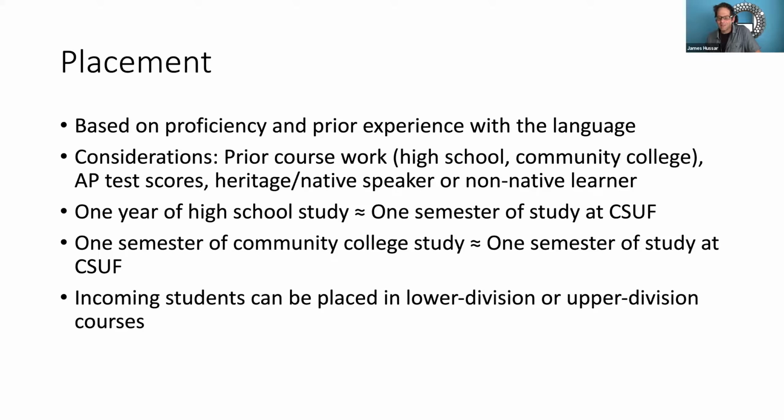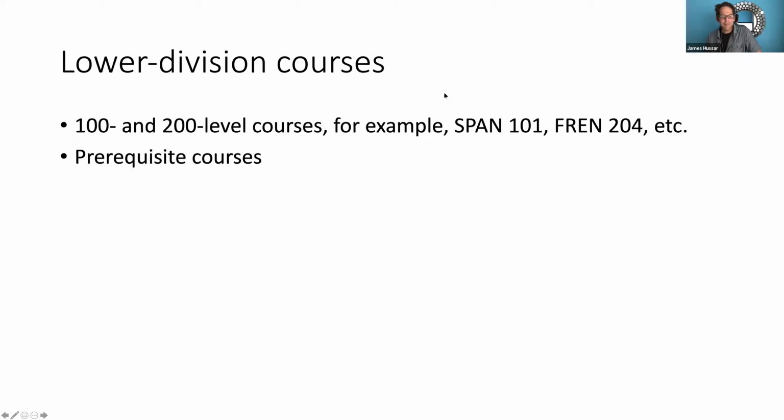To give you a sense, kind of a horseshoe of this, 1 year of high school work is typically the equivalent of 1 semester at Cal State Fullerton, and 1 semester at a community college generally equates to 1 semester at Cal State Fullerton. And as an incoming student, it's possible that you would be placed in lower division or upper division courses, and I'll explain what that means and how you identify what type of course is which in a moment here.